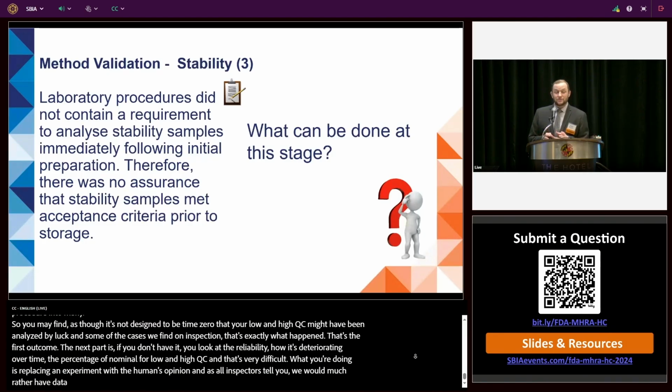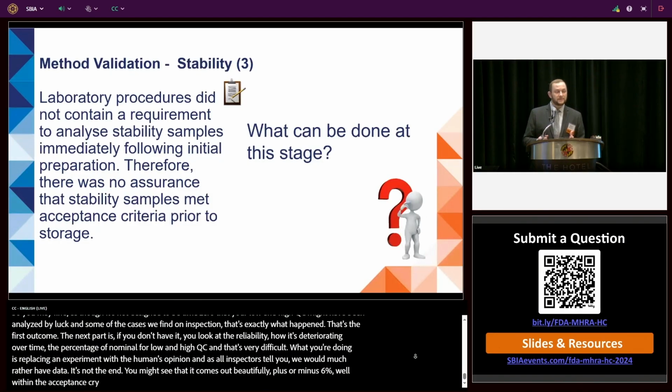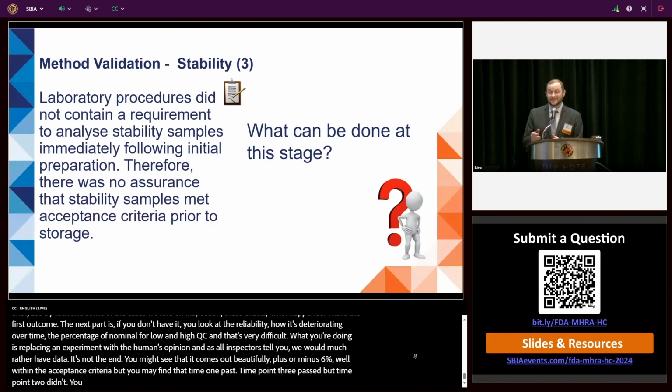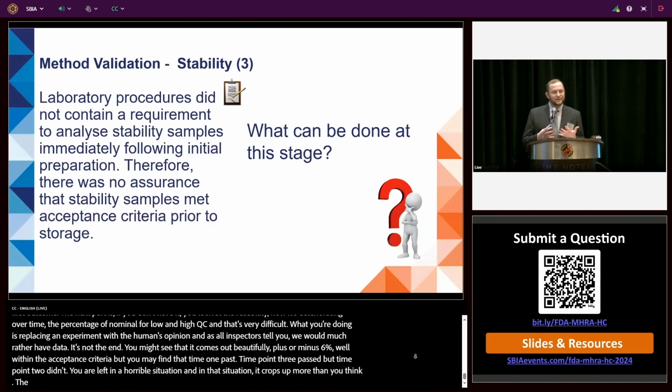Now, it's not the end there though. You might have seen that your time point 1 to time point 5 all come out beautifully in line with nominal, plus or minus 6%. So well within acceptance criteria. But you might also find that time point 1 passed and time point 3 passed, but time point 2 didn't. And you're left in that horrible situation where you can't say it was okay when it went in. And that situation crops up more than you would think. So again, try to incorporate this into your procedures as early as possible. If you don't have it, it's not the end of the world, but you should start documenting that now.